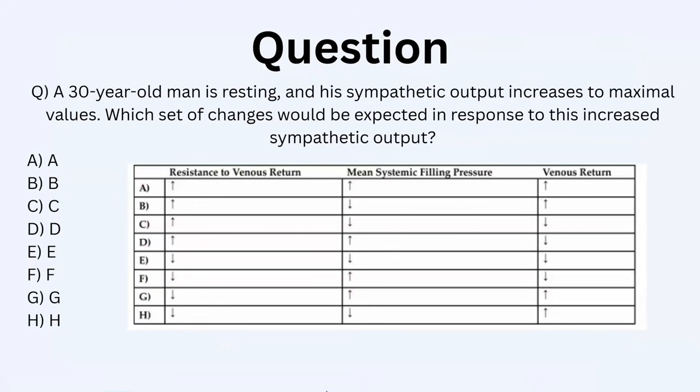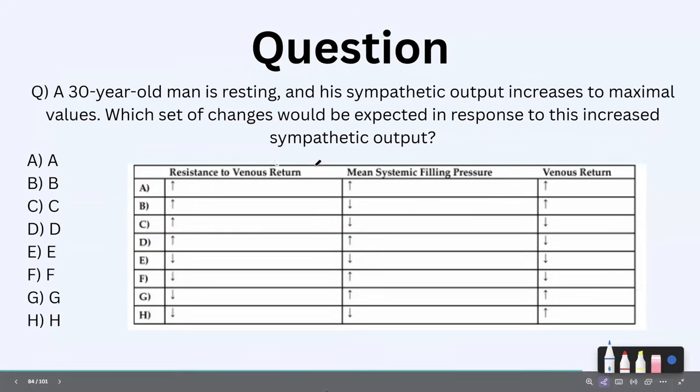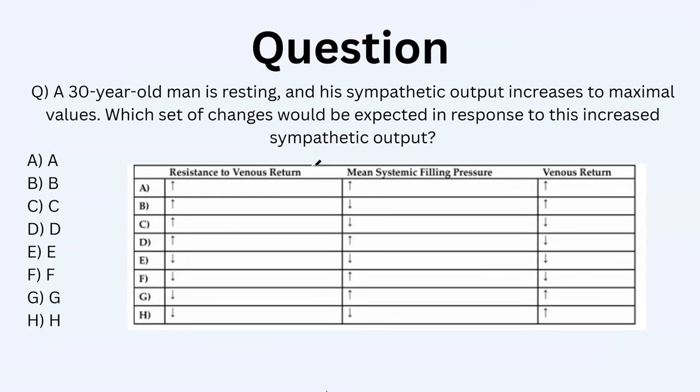Okay, question time. A 30-year-old man is resting and his sympathetic output increases to maximal values. Okay, so maximal values is a key word here, which means that sympathetic is affecting both the heart and the vasculature. Which set of changes would be expected in response to this increased sympathetic output? Pause and think.